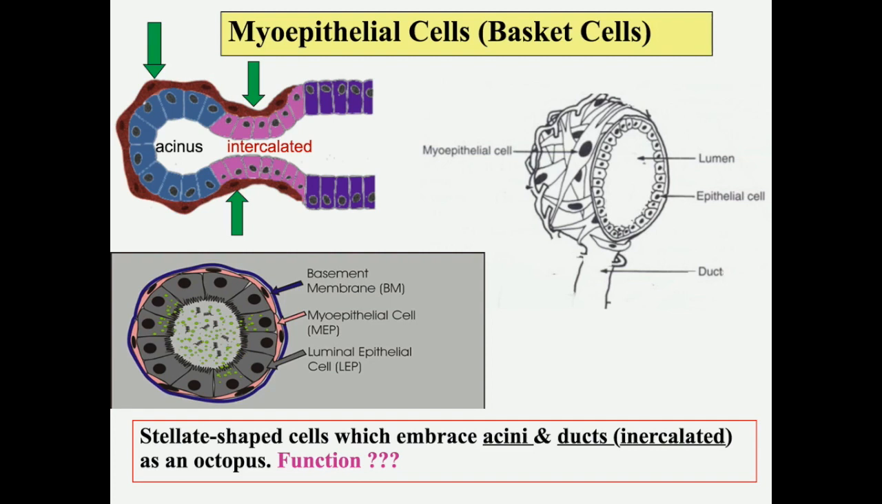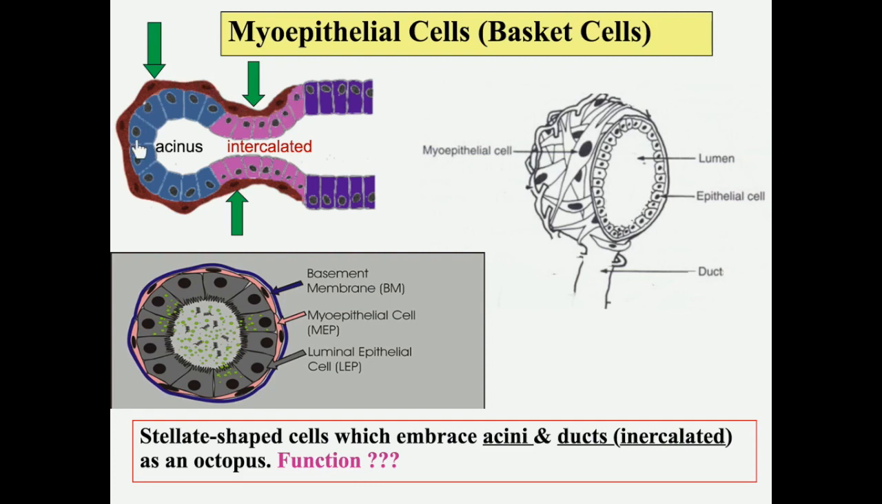Actually, these cells are present not only in the acini, but also around the intercalated duct. Here, as you see, this is the acinus, and these are the cells intercalated between the secretory cells, squeezed in between them here, so they called it the intercalated duct.